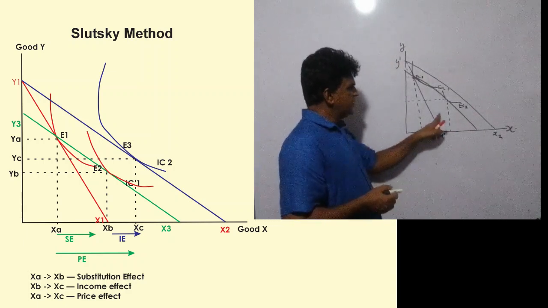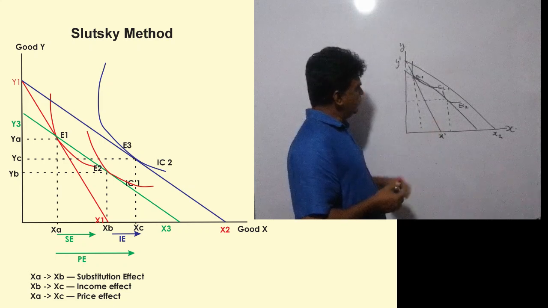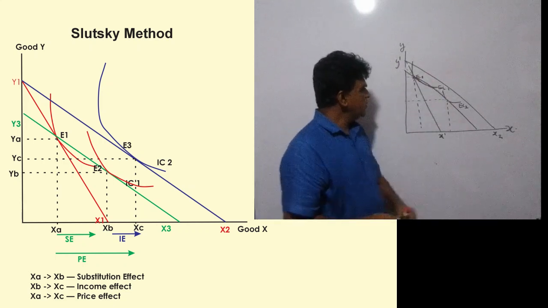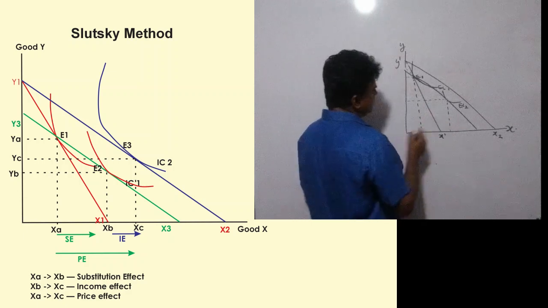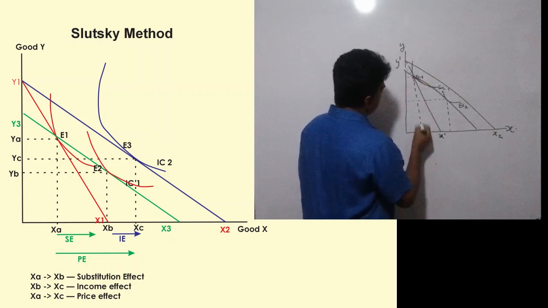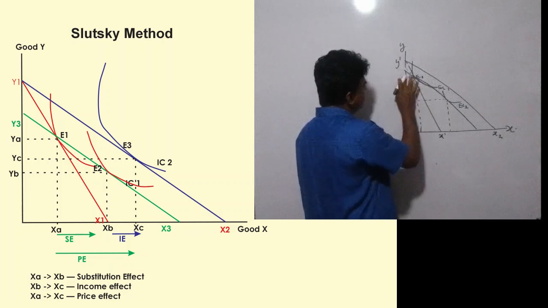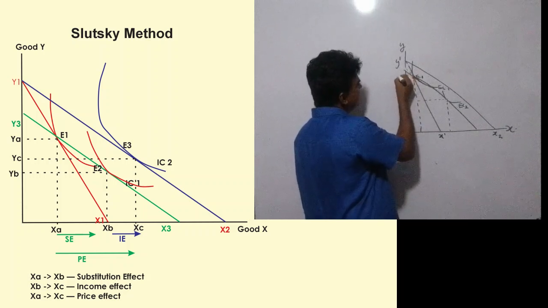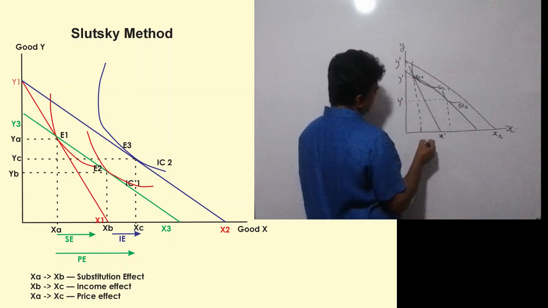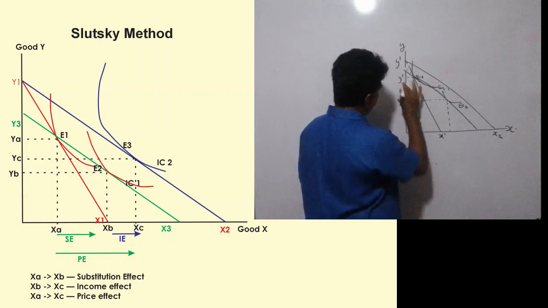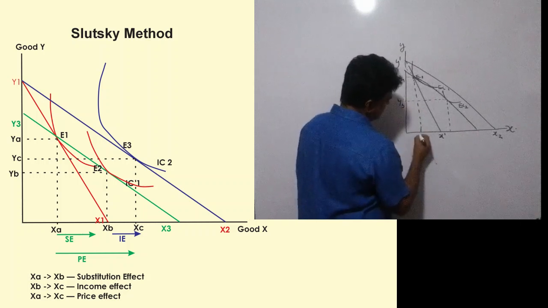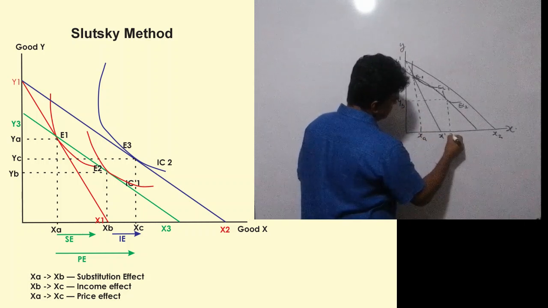Right, this is the new equilibrium point. Now there are two indifference curves. This is EC2. Now this amount, we'll say this is Y1, Y2. This is, we'll say, YA, YB. This is XA. This is XB.